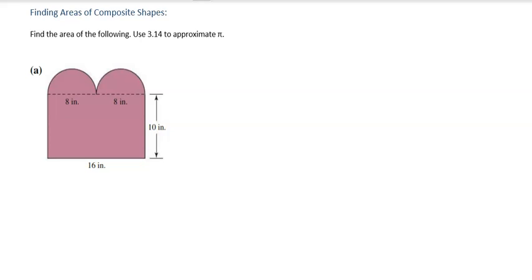So this is finding area of composite shapes. Every one is different, so you just have to work these out like a puzzle, where every puzzle is different. So we want the area of this whole thing. Notice we have a rectangle here. So the area of the rectangle is going to be the length times the width, or the length times the height, however you want to see that. And you get 16 times 10. That's going to be 160 square inches.